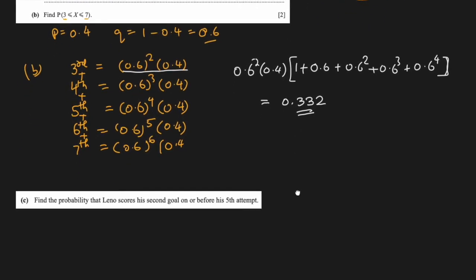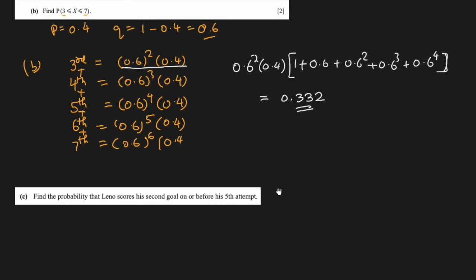Part C says find the probability that Leno scores his second goal on or before the fifth attempt. On or before the fifth attempt. So this will be a little different. He can get his second goal in the second attempt: the first is a successful attempt and the second is also a successful attempt. So his second successful attempt was in the second attempt itself, which will be 0.4 square.